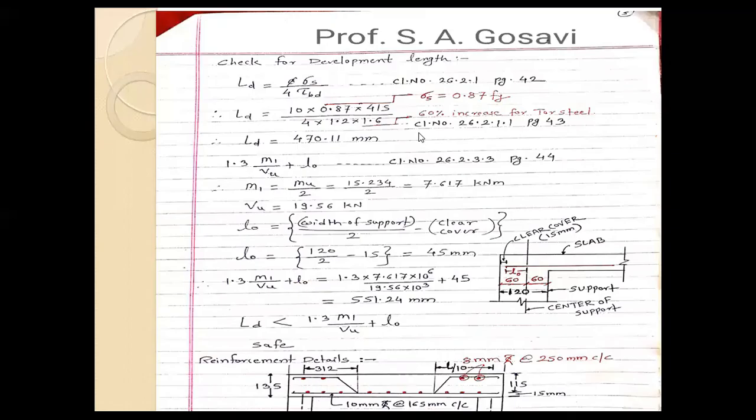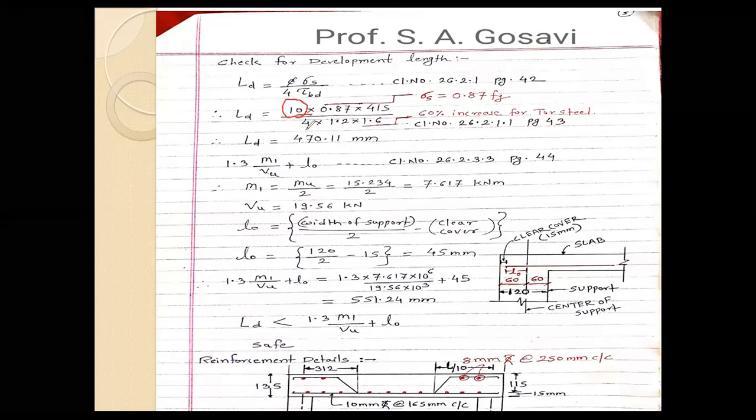Now LD is equal to, the formula is already given. We know the formula, so now just put the values. Here LD is equal to phi, the bar diameter. We have initially assumed a 10 mm bar, so 10 mm is the bar diameter, into sigma s.